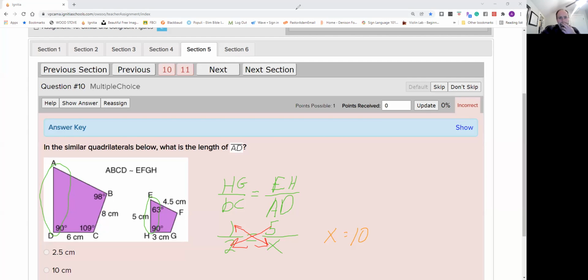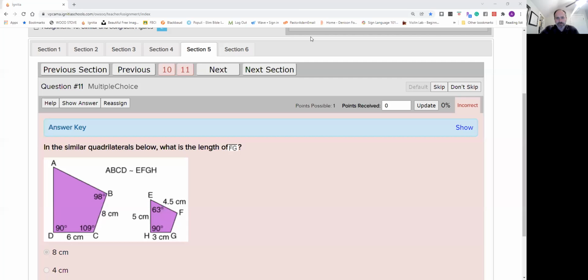So let's take a look at another one. Let's look at this one. We're going to, again, follow the same format. We know that ABCD is similar to EFGH. And again, similar means that they are proportional. If you compare one side with another on any given set, it will always reduce down to the same thing. And the question here is that we need to find FG.